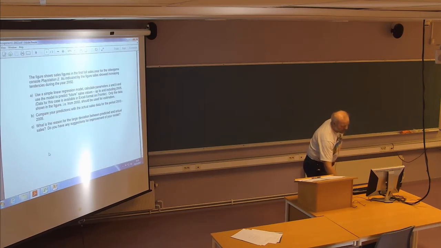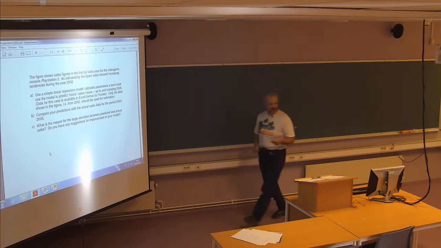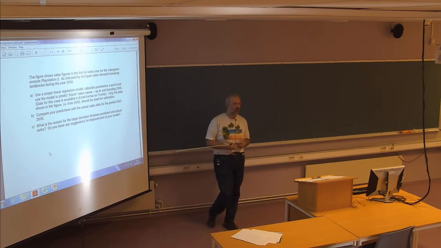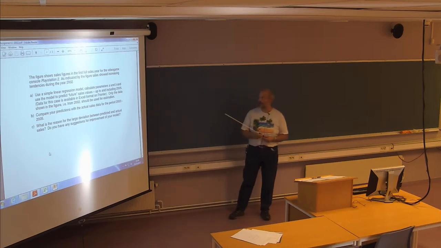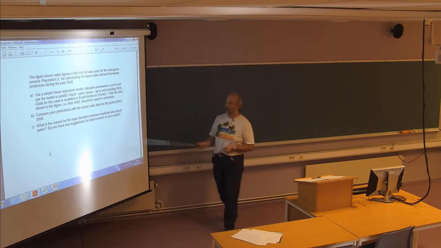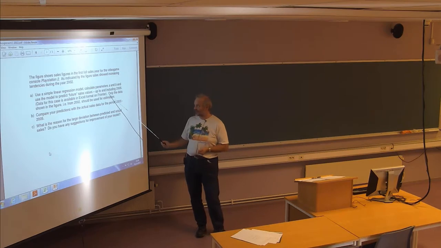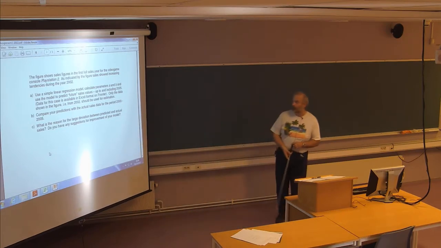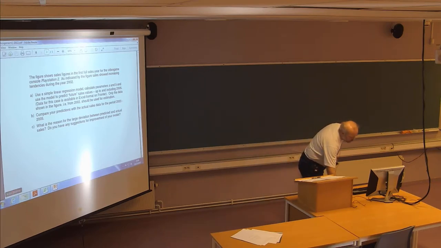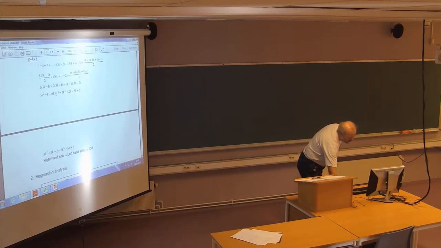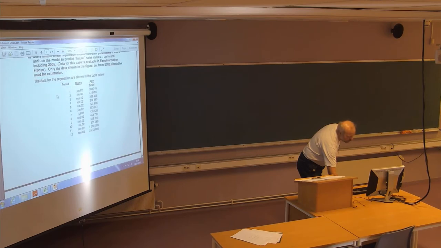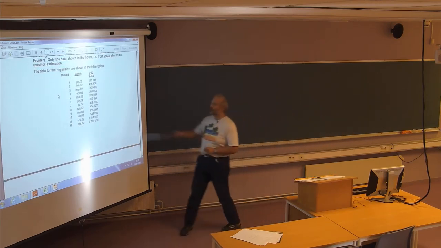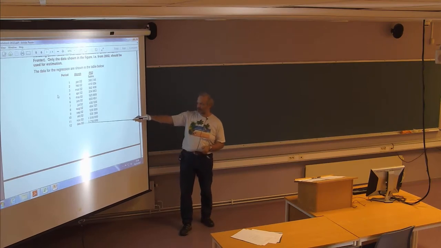So in A, use a simple linear regression model. Calculate the parameters A and B, which are used to estimate the regression line, and then use that model to predict the future sales values up to and including 2005. If we look at the solution, we can see like this. Here is the data we should use. First year, 2002.